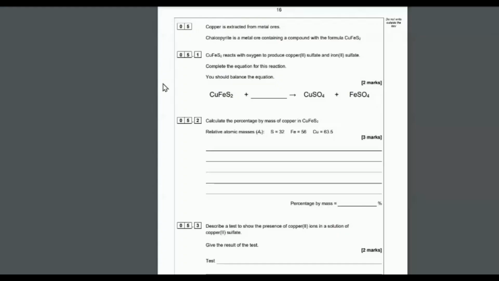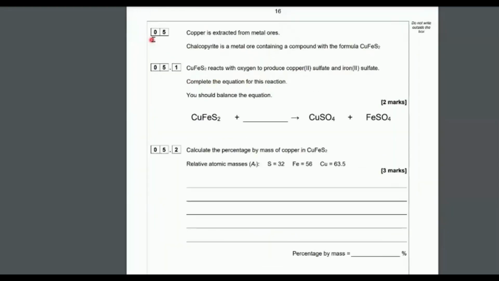Okay, we're into question 5. Let's go. Copper is extracted from metal ores. Chalcopyrite is a metal ore containing a compound with the formula CuFeS2. CuFeS2 reacts with oxygen to produce copper(II) sulfate and iron(II) sulfate. Complete the equation for the reaction.